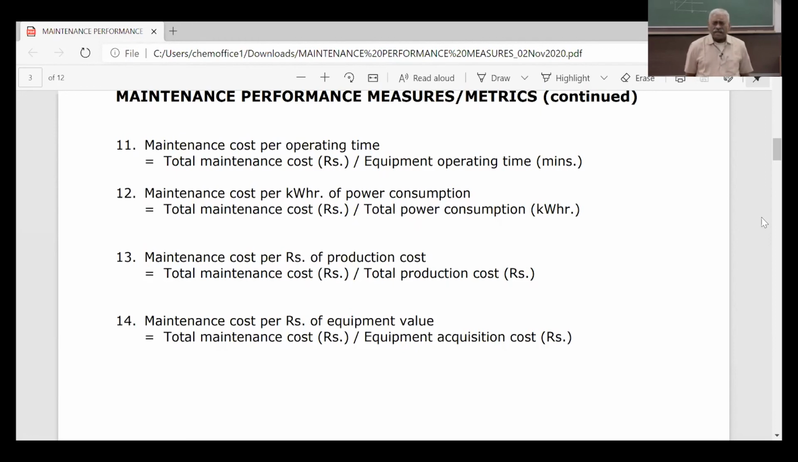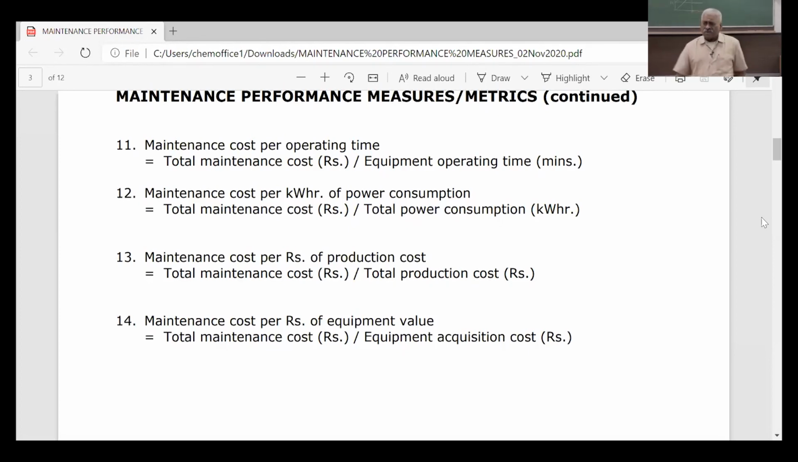Then the 14th measure, maintenance cost per rupee of equipment value. This is also very interesting. Please understand, equipment value will change with time. It's not that at time t equal to 0, you have all the equipment on the shop floor and then you start counting. It's not like that. Equipment will come in, equipment will go. I mean, so many things can happen. So you have to have a dynamic system of costing: total maintenance cost by equipment acquisition cost.